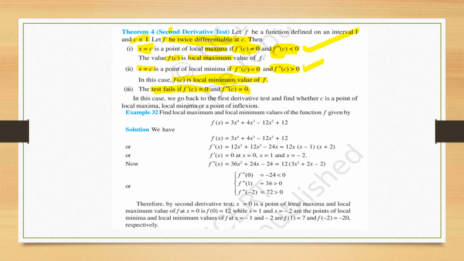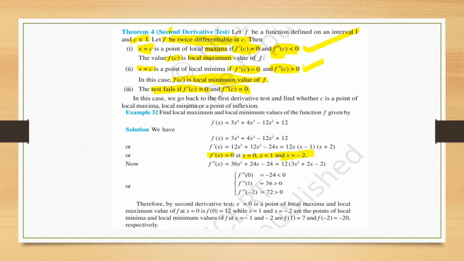The next step is to find the critical points. Put f dash x equal to 0, and I get the critical points as 0, 1 and minus 2. Now the double derivative is 36x^2 plus 24x minus 24. Taking 12 common, it is 12 times (3x^2 plus 2x minus 2). Now, apart from absolute maxima and minima, in this we will check the second derivative at only the critical points 0, 1, minus 2.